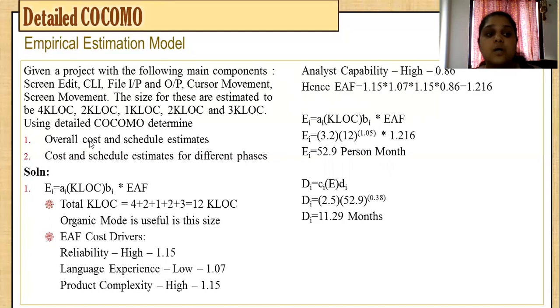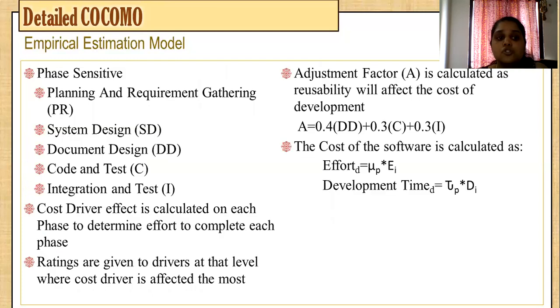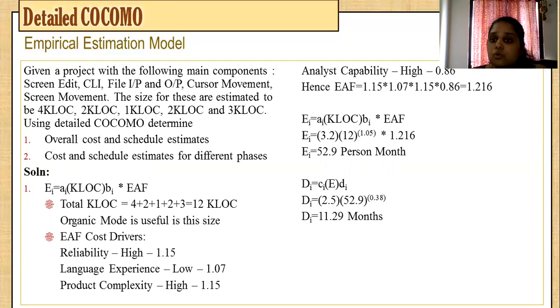Okay, now the first one tells you that you are supposed to determine an overall cost and schedule estimate. Now the overall cost and schedule estimate is going to give you a single number, but the second part of your example, that is the cost and schedule estimate for different phases, is going to give you a total of 5 different answers because you have a total of 5 different phases. So these 5 different phases will have 5 different values of effort and 5 different values of development time. Okay, so let us move on to the first part.